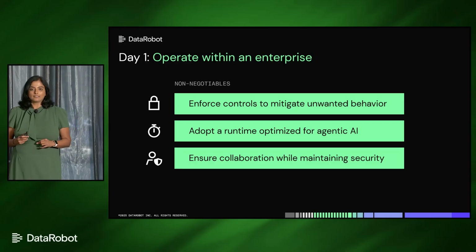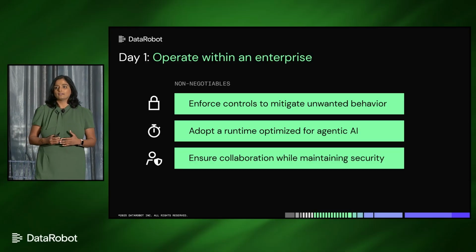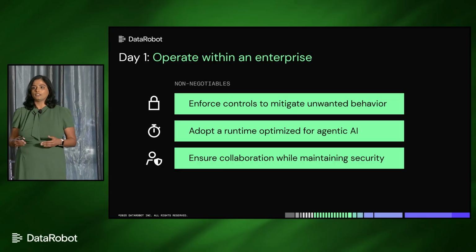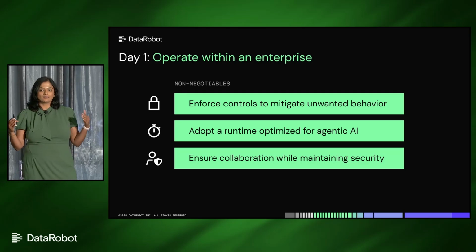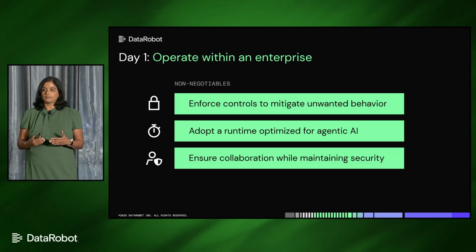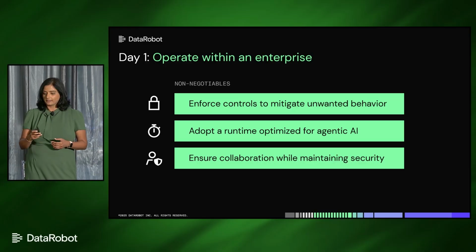And then lastly, you absolutely need to ensure that your platform can support collaboration, but with the right guardrails in place, where you can maintain security, you can have teams access things that they are authorized to access, and hold different teams accountable for the agents that they're running.